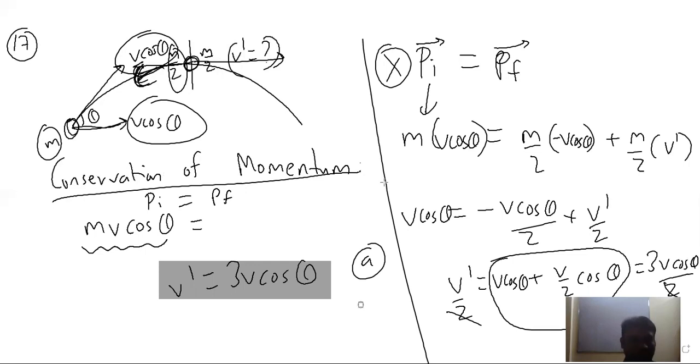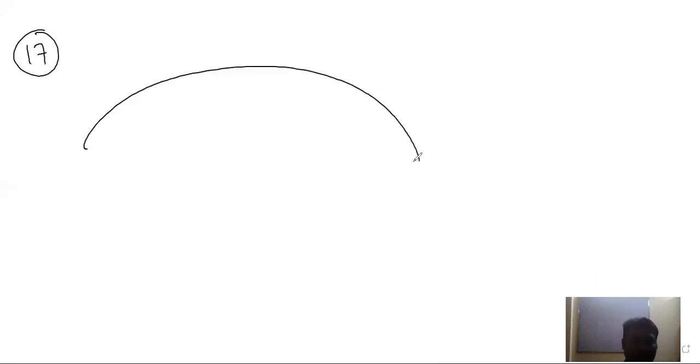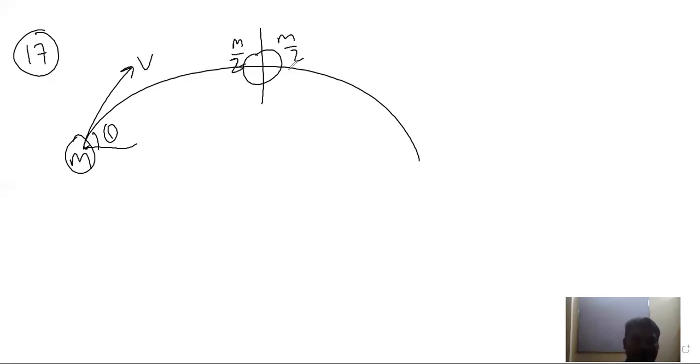So I hope you understood. In this case, what did we do? Let us see once more. We slightly messed up the cos component. Let us show this once more. In question 17, we had a projectile like this. This is velocity v, this is angle theta. At the highest point, it broke into two parts. Initial mass was m, so the final mass of the two parts will be m by 2 each.